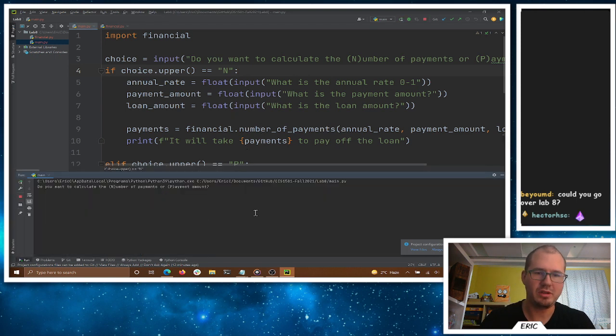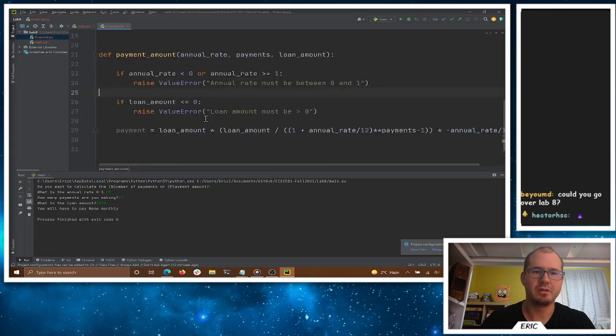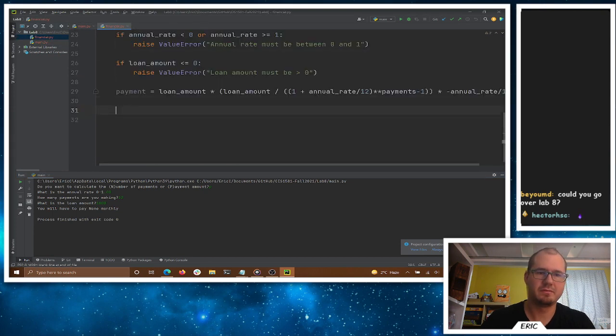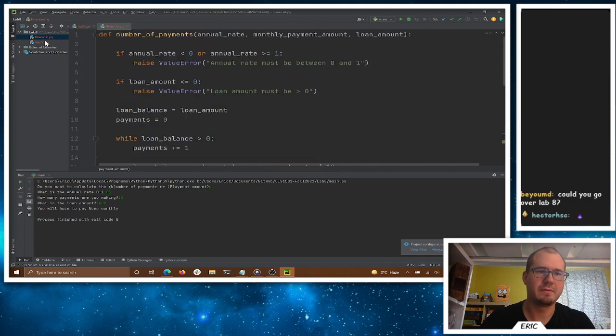All right, so let's do, how about the payment amount first? So if the rate is, say, 3%, so 0.03 is 3%. How many payments are we making? If we make, let's do 12 payments, and the loan amount is, we'll say, $1,000. Uh-oh. Did we forget to return? I think we forgot to return. Yep, we forgot to return. Return payment. There we go. Make sure we hit the return there.